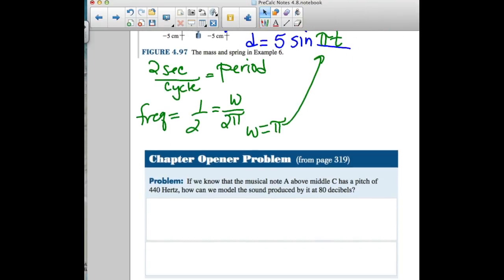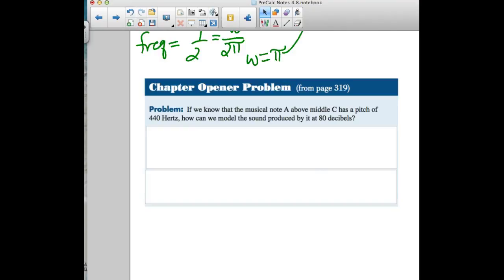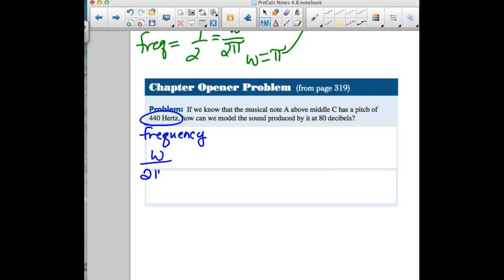And our last example, it says if we know that the musical note A above middle C has a pitch of 440 hertz, how can we model the sound produced by it at 80 decibels? Couple things to know about sound. When they give us something like this with hertz, that is the frequency. All right, so we have 440 hertz. That's the frequency, which is omega divided by 2 pi. So when we solve for omega, we get 880 pi.